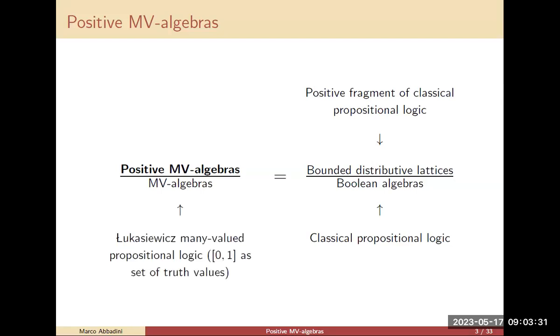MV-algebras, MV stands for many-valued, are the algebraic semantics of Lukasiewicz many-valued propositional logic. It's a logic, also shortened Lukasiewicz logic, where many-valued stands for the fact that instead of having a two-element set as the set of truth values, we have the whole interval [0, 1]. I will spend some more words on these algebras in the next slides. And positive MV-algebras are essentially MV-algebras without negation. So they encode the positive, or negation-free, fragment of Lukasiewicz logic.